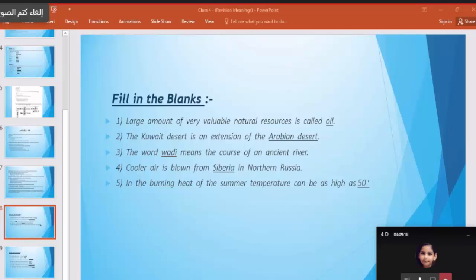Fill in the blanks and name the following. On Sunday, you will have a test, an oral test in the class. Not a written test, no writing. It's only an oral test in the class. That is fill in the blanks and name the following. Like we only say, not write, right? Yes. The test is on filling the blanks and name the following? Yes, my dear. Oral test of this, okay?